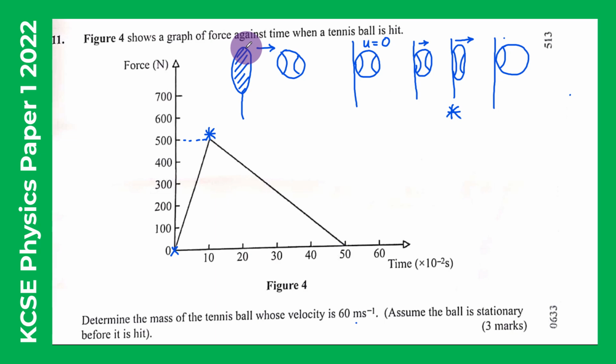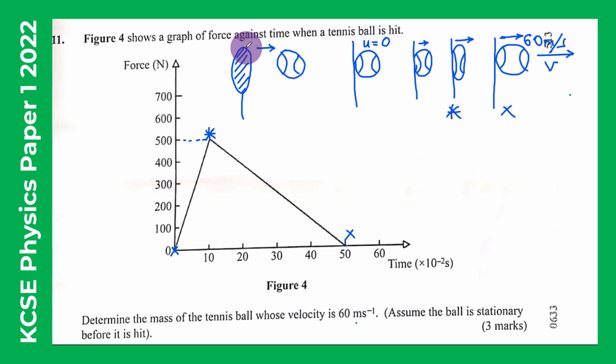Then a time comes when now the ball starts to regain its velocity, in this direction, and this velocity, we are told, is the one which is 60 meters per second as it moves in that direction. That is the final velocity that the ball leaves the racket with, like that. So I think at this point the force acting on it is now 0. So this other point here is this one.